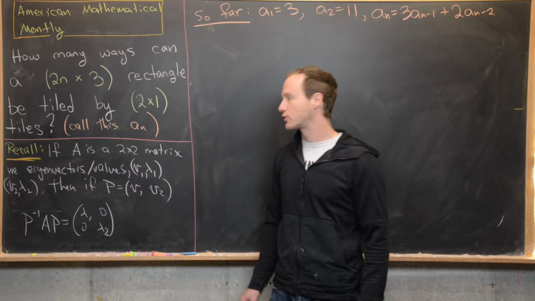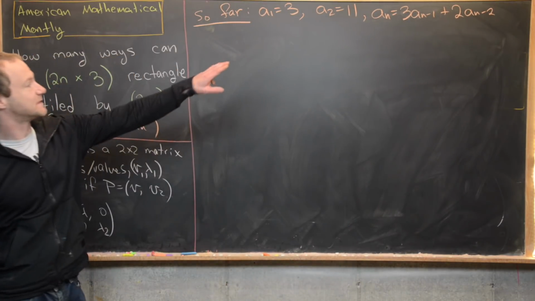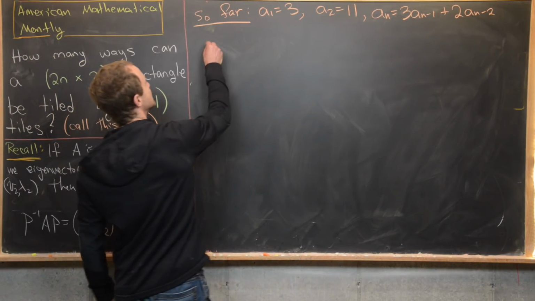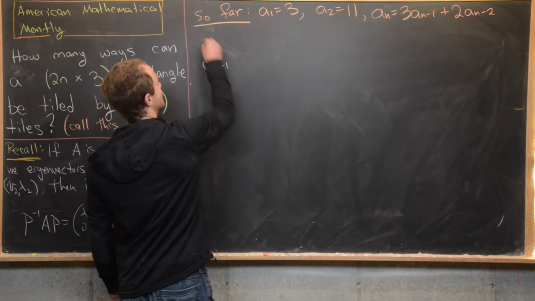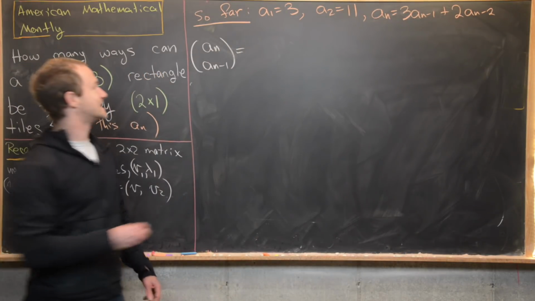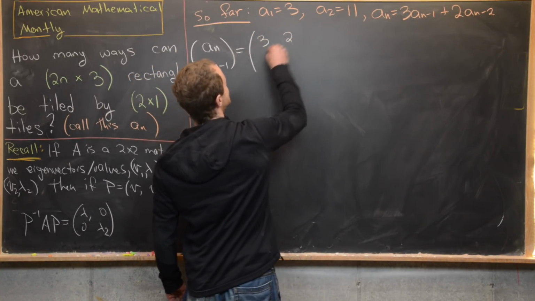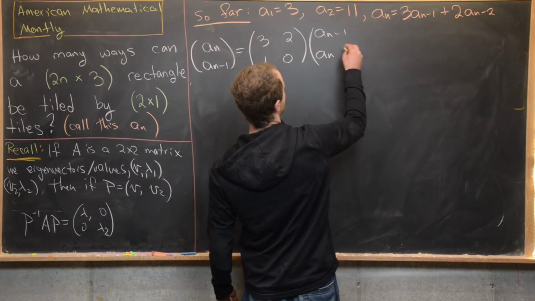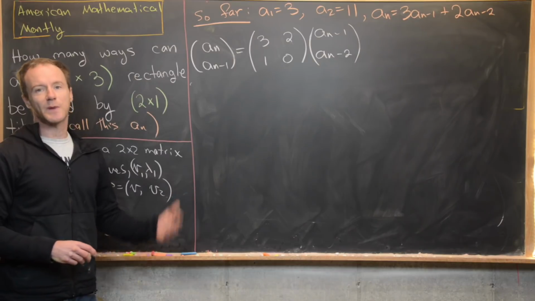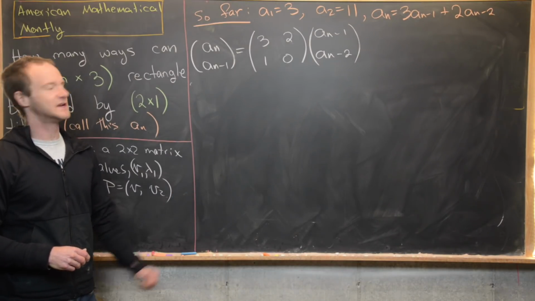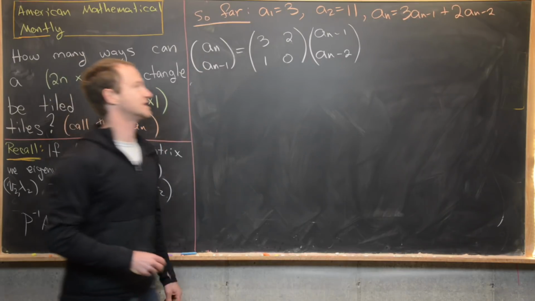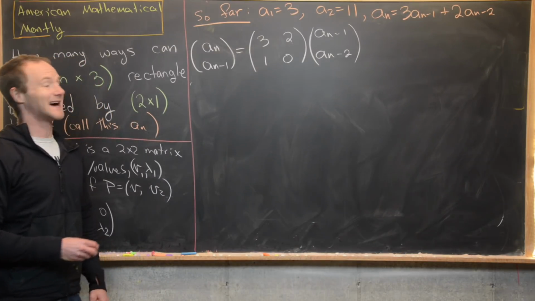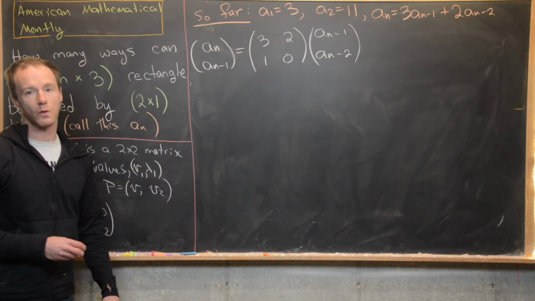So this is actually going to be pretty helpful because what we can notice is that this recursion gives us the following matrix relationship. So we have a sub n as a vector is actually equal to the matrix 3, 2, 1, 0 times the vector a sub n minus 1, a sub n minus 2, like that. So by the standard rules of matrix vector arithmetic, we can see that this vector equation is the same thing as this recursion on our a sub n's. So next what we want to do is diagonalize this matrix 3, 2, 1, 0.